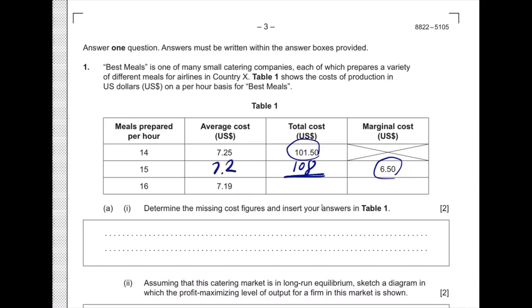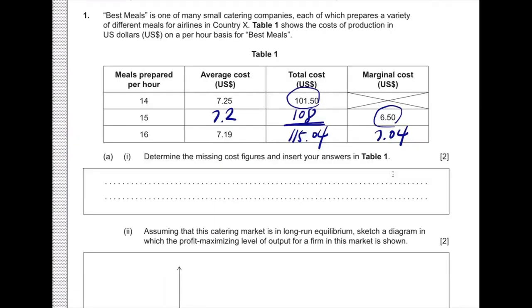Next, I multiplied 7.19 with 16 to get the total cost to 115.04. To get the marginal cost, I subtracted 108 from 115.04. A2, assuming that this catering market is in long-run equilibrium, sketch a diagram in which the profit-maximizing level of output for a firm in this market is shown.